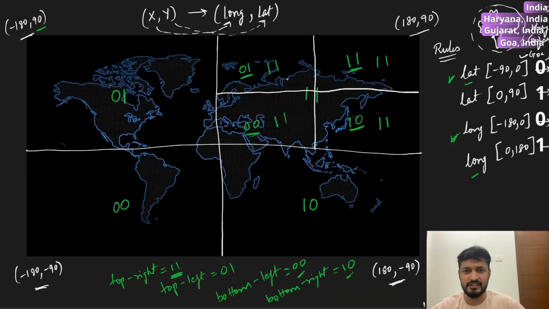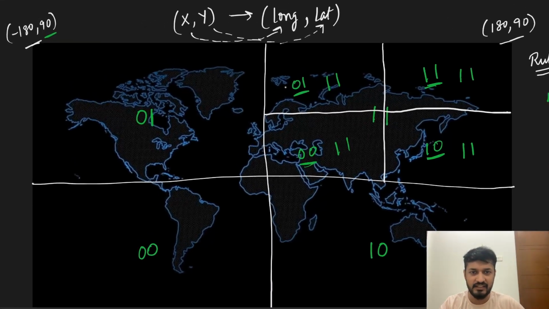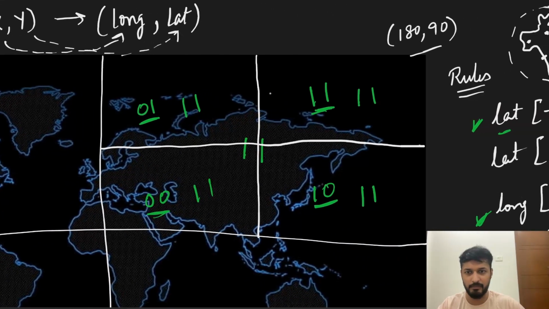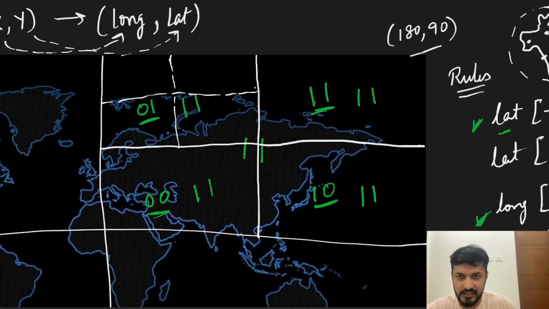Now let's go one step deeper and divide this block into 4 parts. Let's divide into 4 parts again, vertical and horizontal, right? What will be the suffix? Suffix will be the address of this broader part, which is 0 1 1 1.